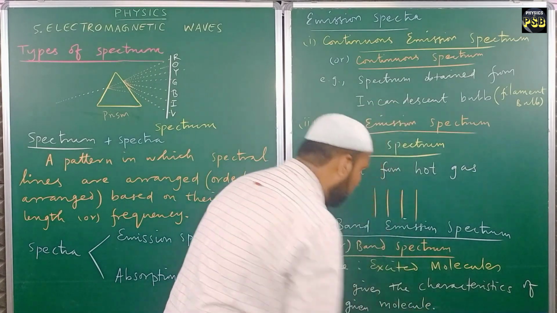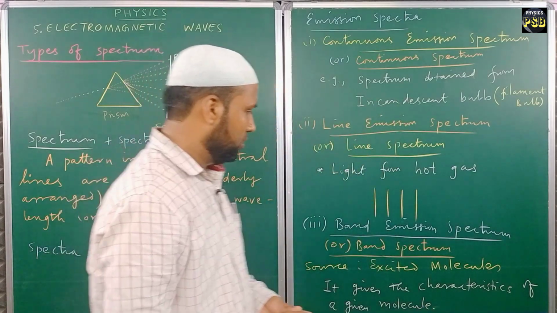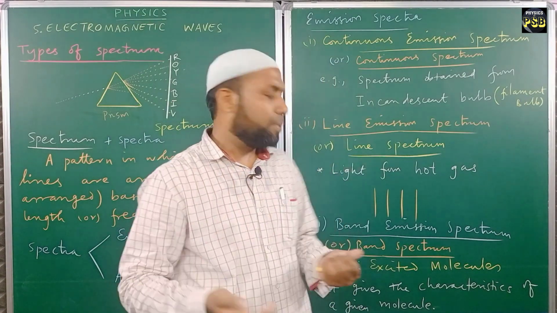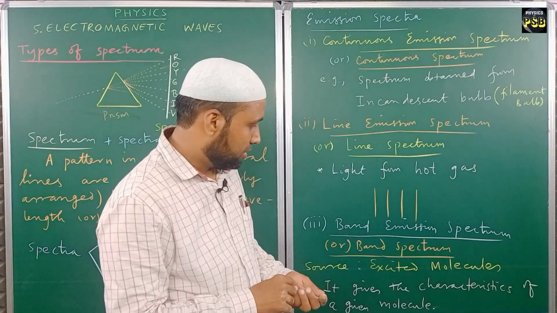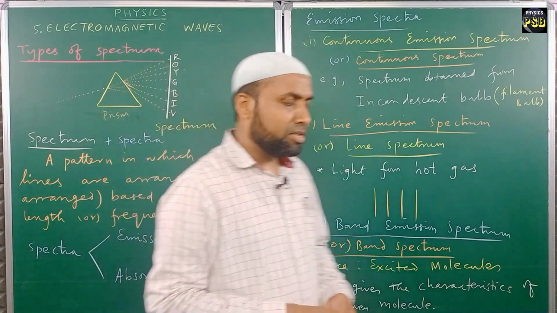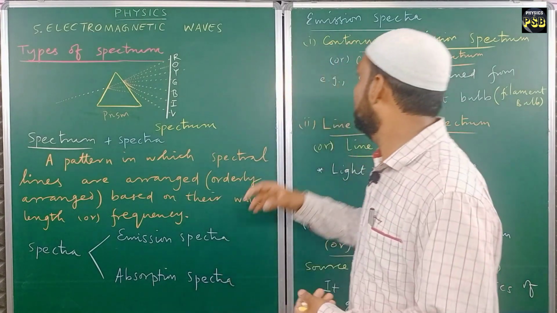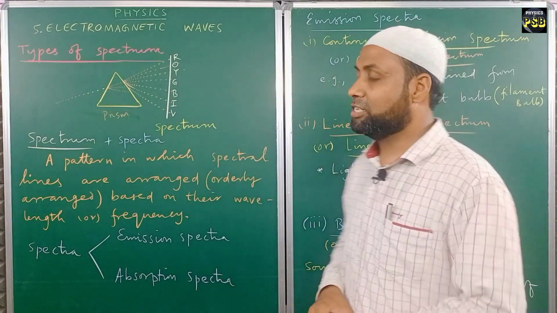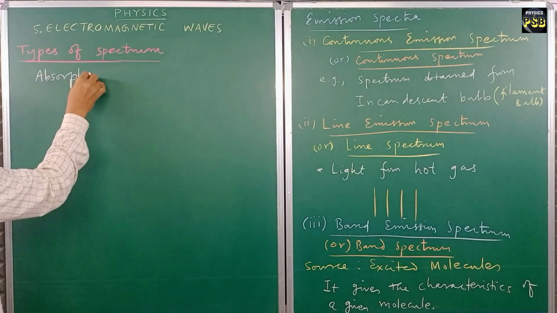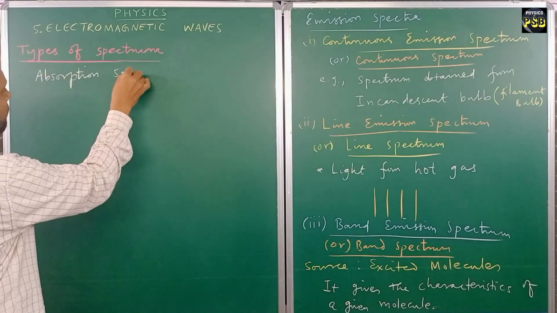Fine. And how it appears? As I told you, now it consists of a large number of spectral lines closely arranged together to appear like a band. Understand? So that's all about the band emission spectrum. Now we'll discuss about the absorption spectrum.